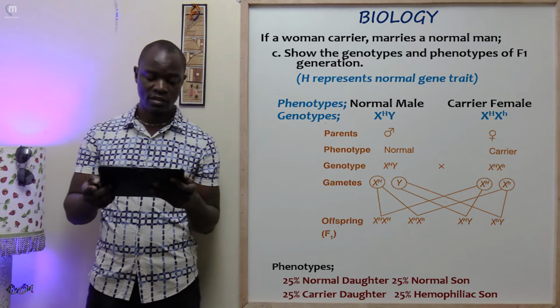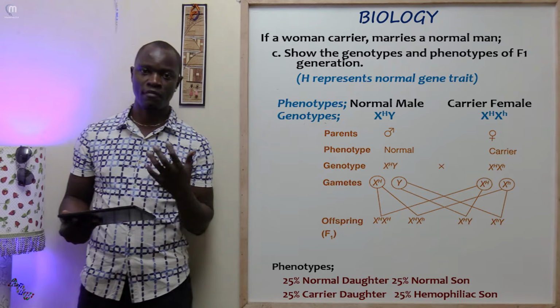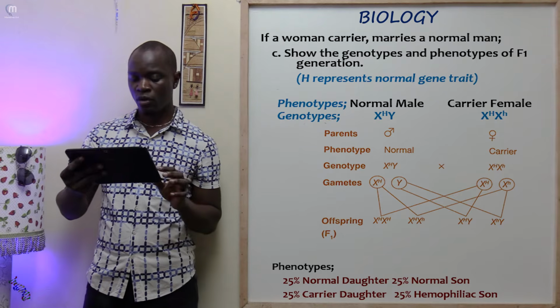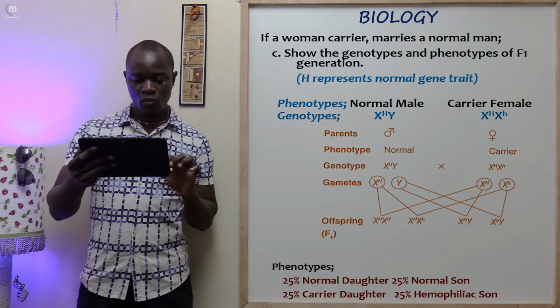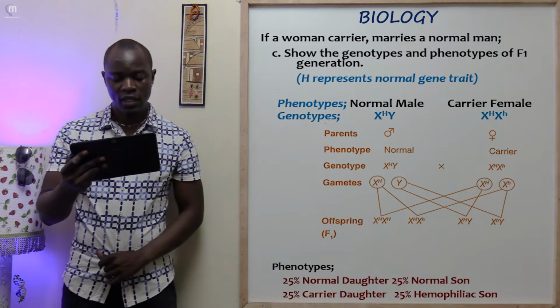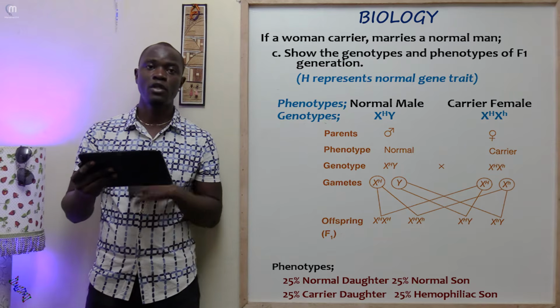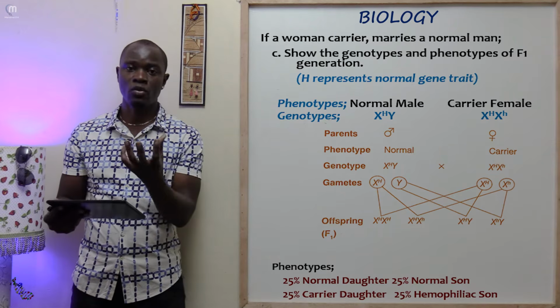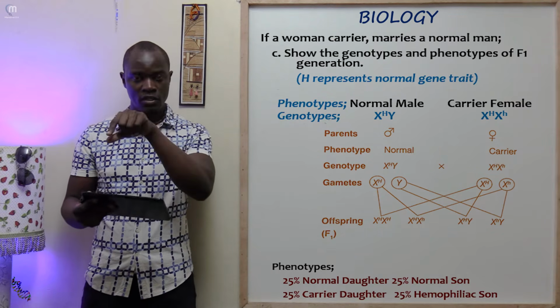So we go to the next question. I guess you're going to find more of these questions of pedigree chart. You're going to revise it even more with the upcoming questions. So we have question C. We have been told that if a woman carrier marries a normal man. So remember, woman carrier, we have X capital H, X small h.